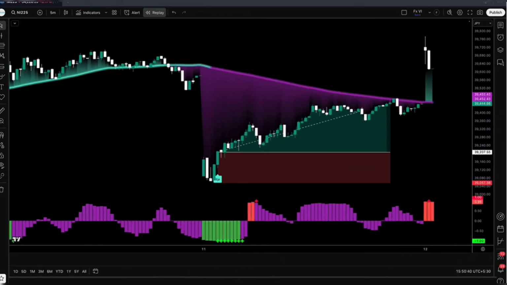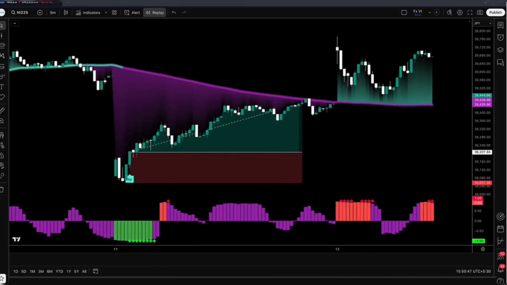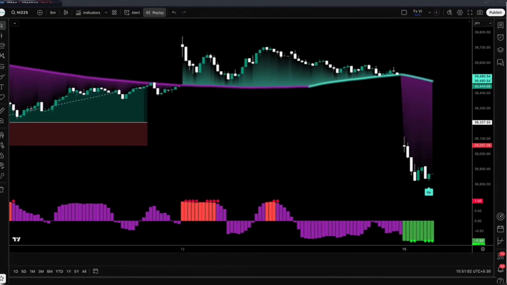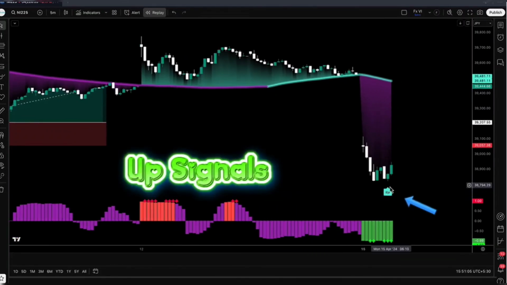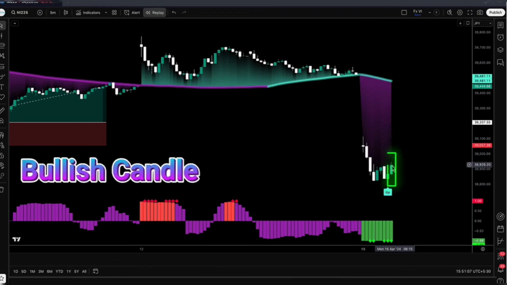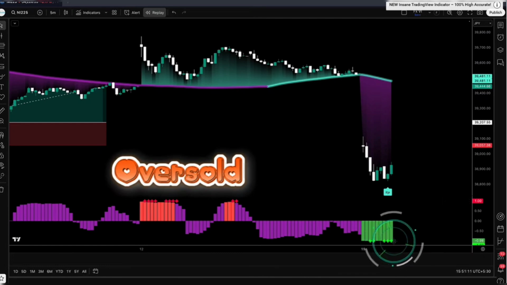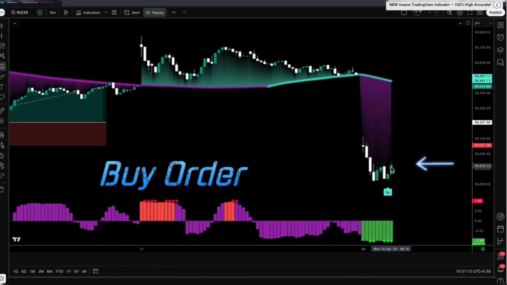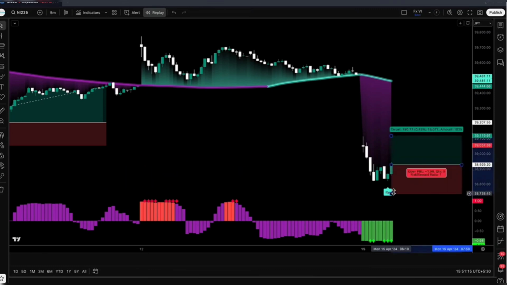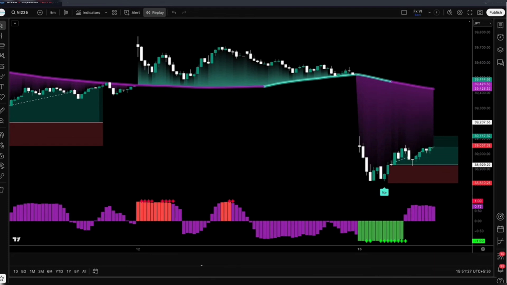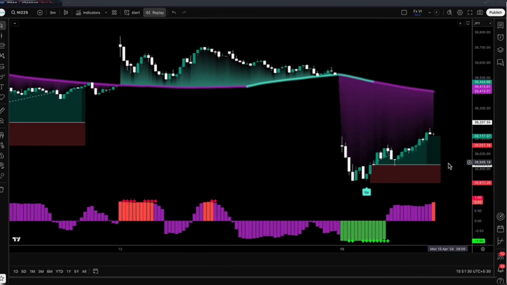Now we will find other trades. The Z-score flow indicator has given us up signals. The market has made two bullish candles to give confirmation, and the histo bar of the trend correlation oscillator indicator is oversold. All these conditions are met, so we will place a buy order. Our stop loss will be placed at the current market's lower level, and the risk to reward ratio will be 1 to 1.5. The market has completely hit the target.